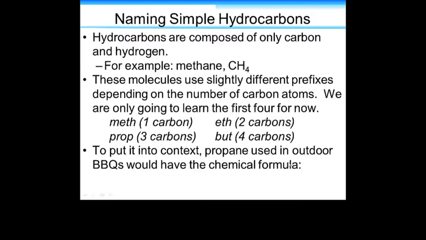So to put it into context, propane is an organic hydrocarbon used in our barbecues, and it would have 3 carbons. The prop tells it it has 3 carbons, and it looks something like this. So here we have a portobello mushroom grilling. Looks like it actually might be charcoal, but you get the idea. And then there's cheese there.